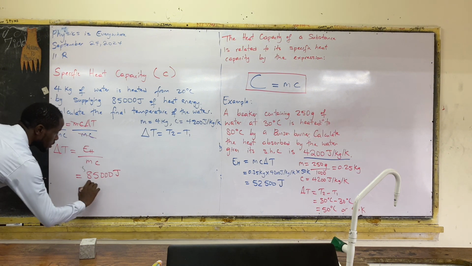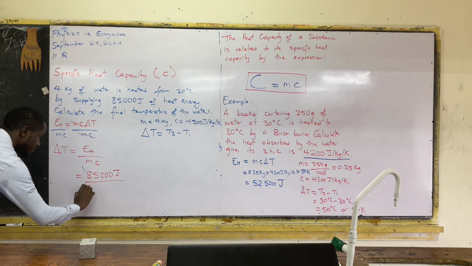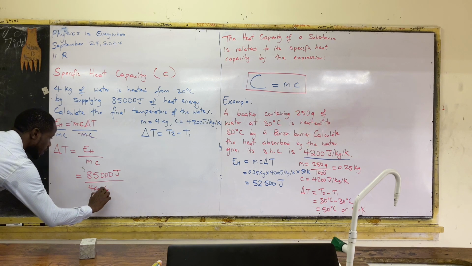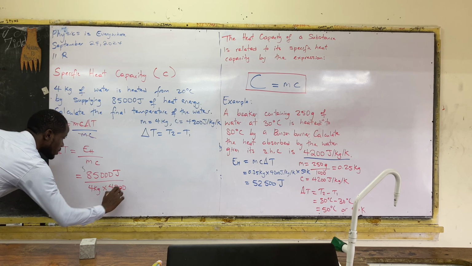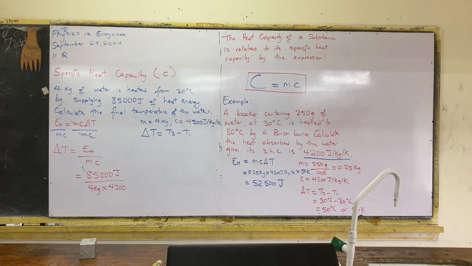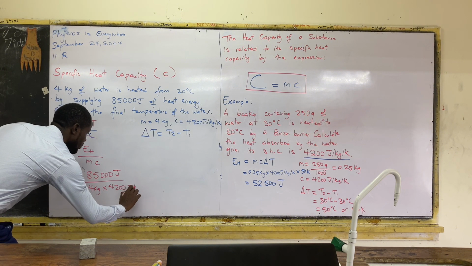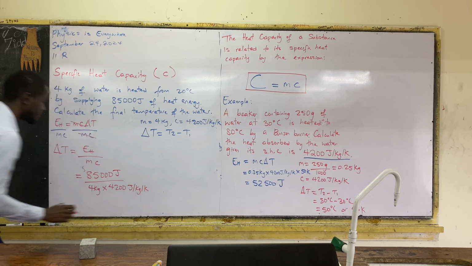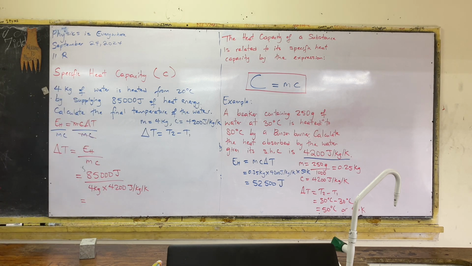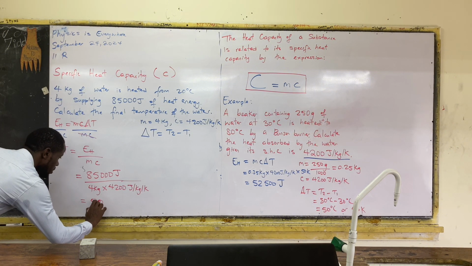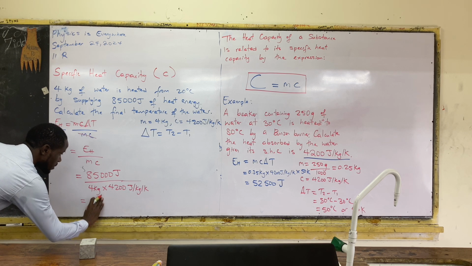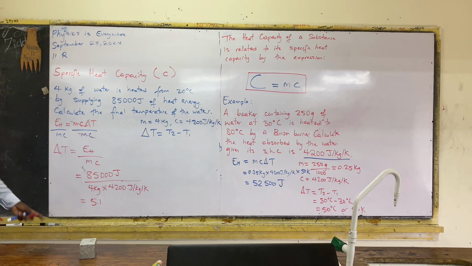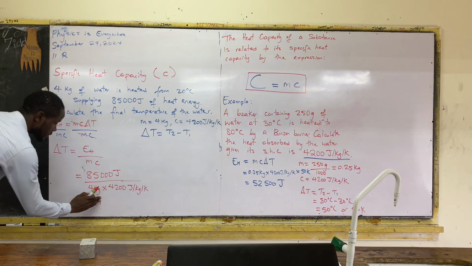This is joule divided by the mass, which is 4 kilogram, times 4,200. And this is joule per kilogram per Kelvin. So, what do we get for this? 5.06? Okay, so that's what I was worried about. Or let's say 5.1, or we could just round this to 5. Let's say we round it to 5.